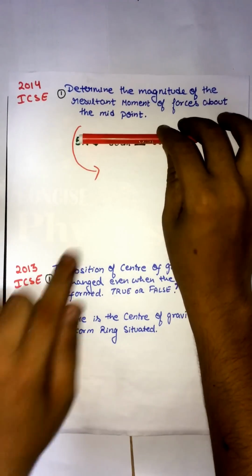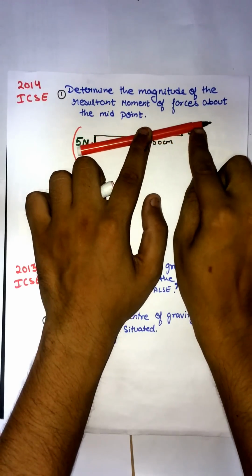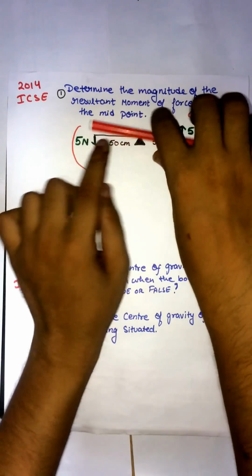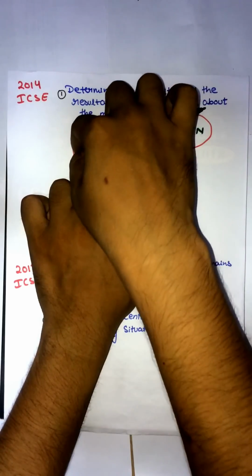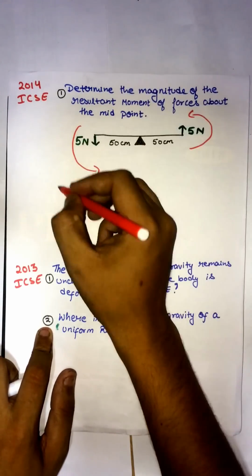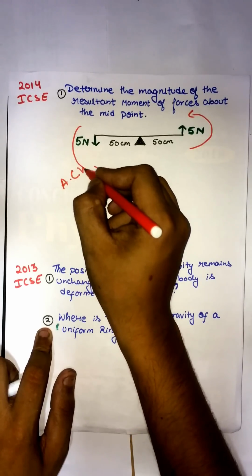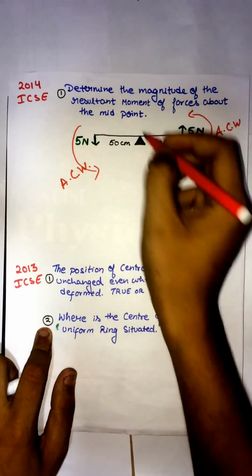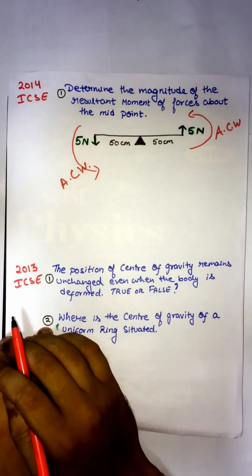If I apply the force like this, wait, I have to fix it. If I apply the force like this, again this will rotate in this direction. If I apply the force like this, it will rotate in this direction. So this is a direction anti-clockwise, and this is the direction anti-clockwise. Yes, so both are having the same direction.